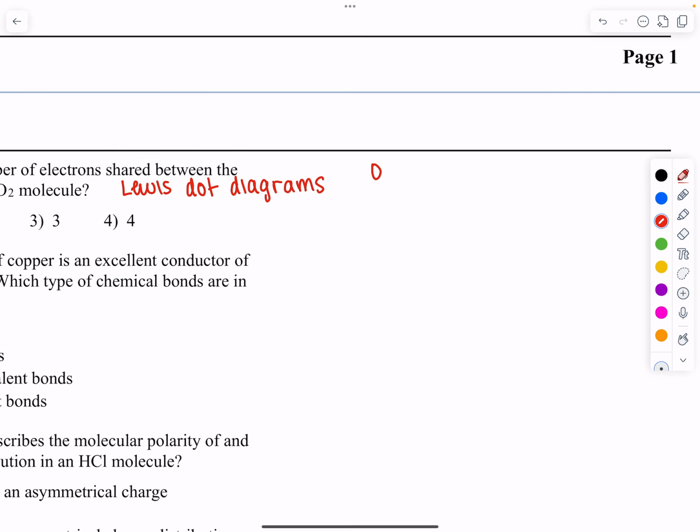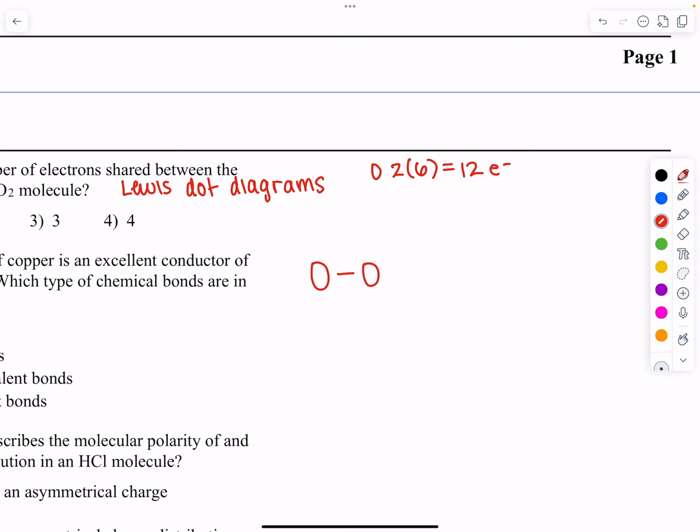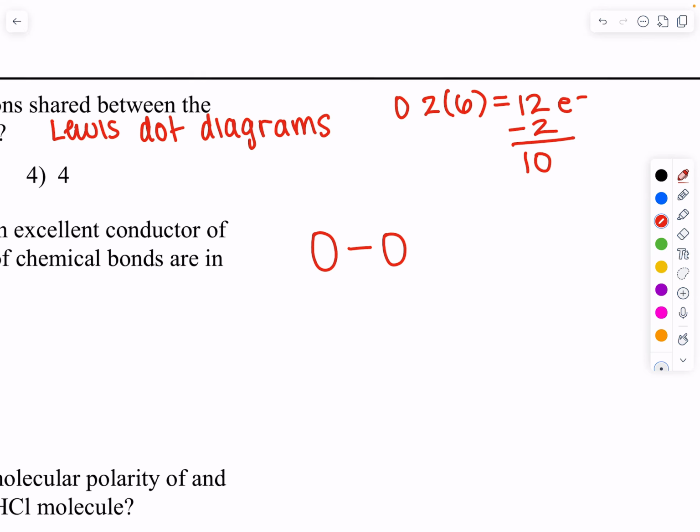So I have 2 oxygens, and they each have 6 valence electrons. So I have 12 electrons to work with in total. Then I draw my bare bones, I draw my 2 oxygens, and the first thing I'm going to do is connect them with a single bond. I'm actually going to move this over. So I've just used 2 electrons by drawing that bond. So now I have 10 electrons left to go. The next step is to distribute these electrons around the oxygens. Now we're trying to get everybody to 8.